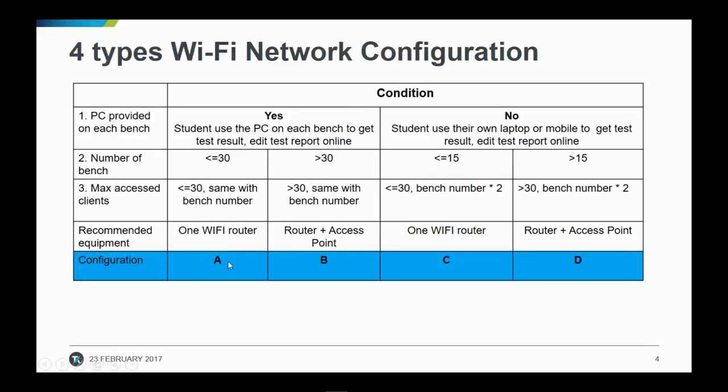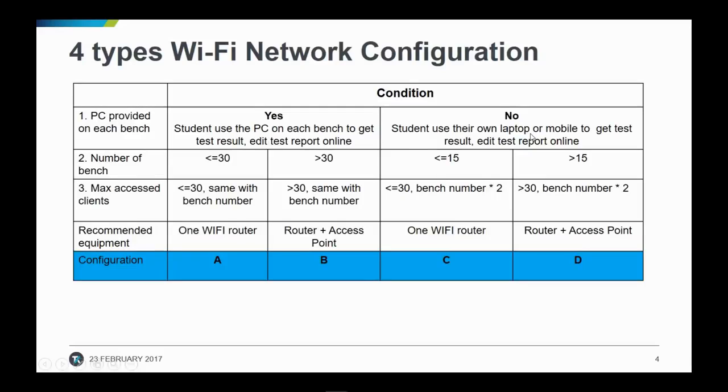Take configuration A for example. There is a PC provided on each bench, and the number of the benches within the lab is less than 30. So the maximum accessed client is no more than 30. So 1 Wi-Fi router is enough to provide the network.